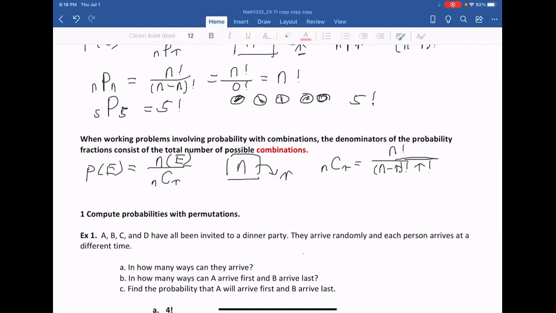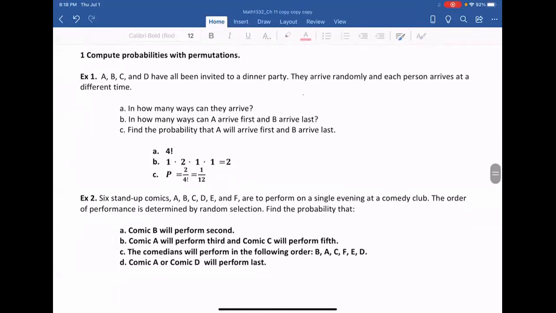Okay, let's see some examples. The first example: A, B, C, D have all been invited to a dinner party. They arrive randomly, and each person arrives at a different time. That means I need to order four of them in different ways. Part A: in how many ways can they arrive? They arrive at different times, so we order them differently. That means 4 factorial.